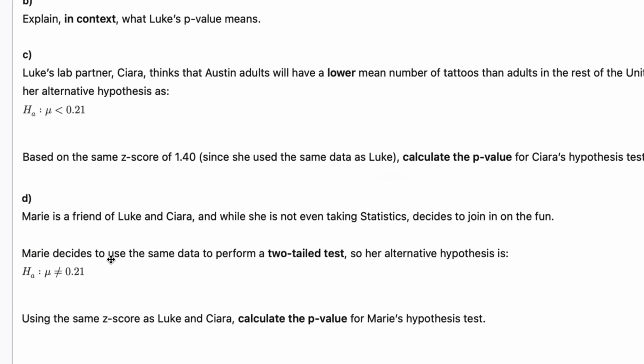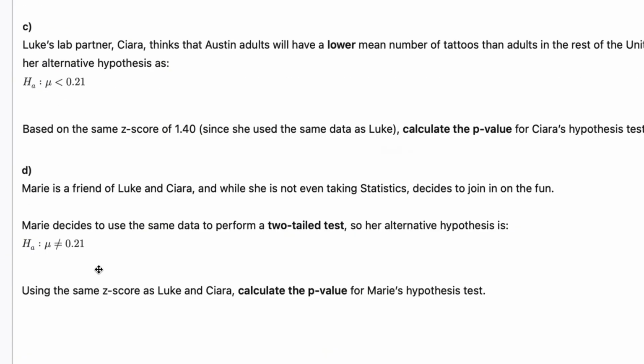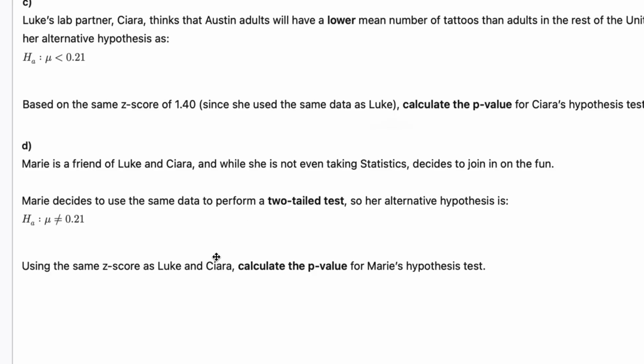Part D, Marie is a friend of Luke and Clara, and while she is not even taking statistics, she decides to join in on the fun. Marie decides to use the same data to perform a two-tailed test. So her alternative hypothesis is mu is not equal to 0.21. Using the same z-score as Luke and Clara, calculate the p-value for Marie's hypothesis test.